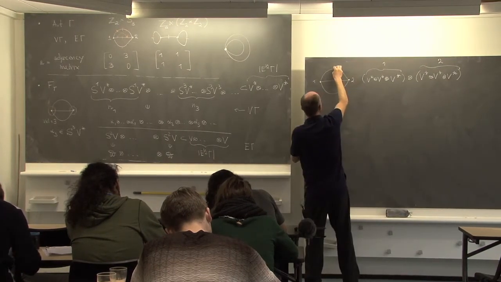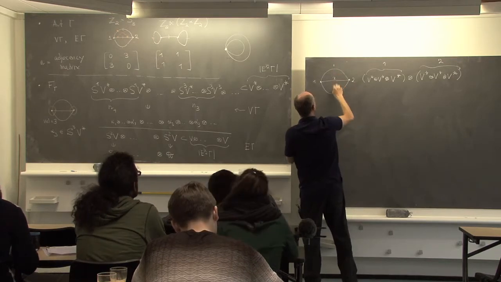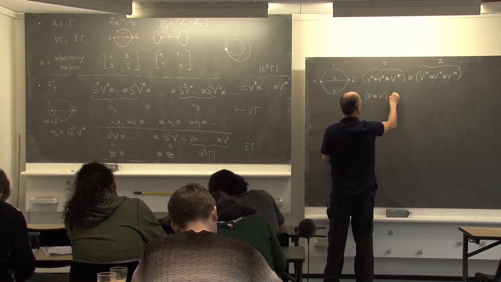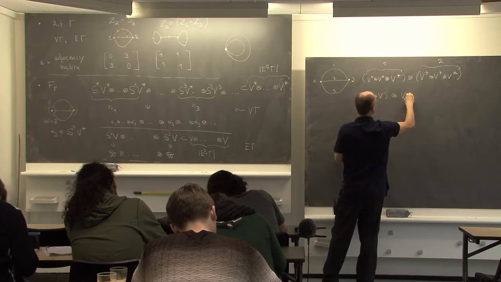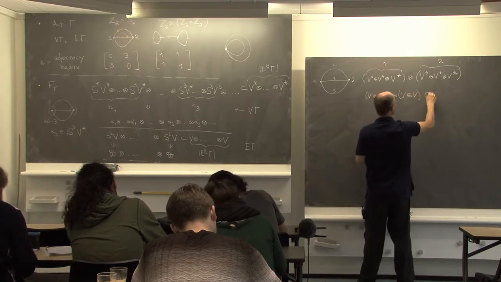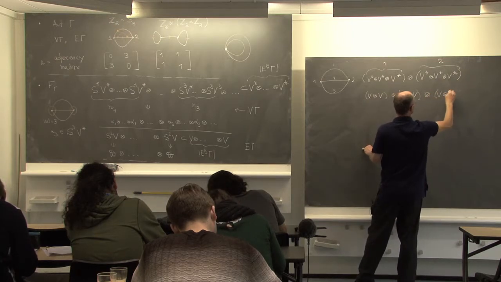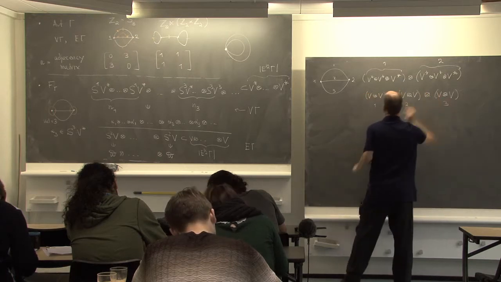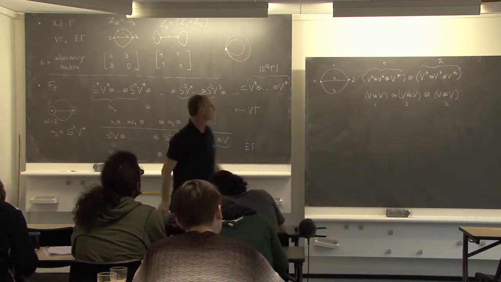Now we have edges. Let me also enumerate them 1, 2, 3. So we have V tensor V, V tensor V, V tensor V. So these are the edges 1, 2, and 3.